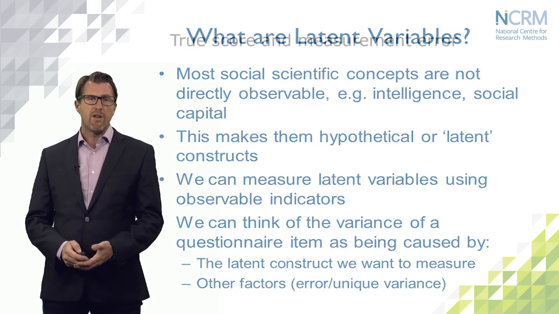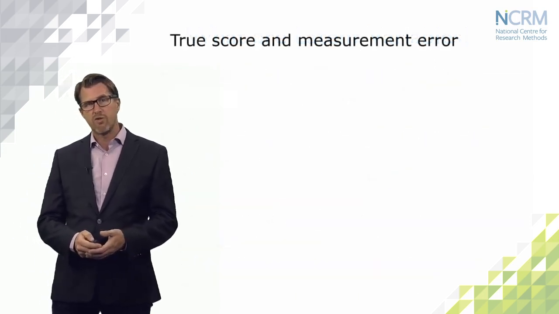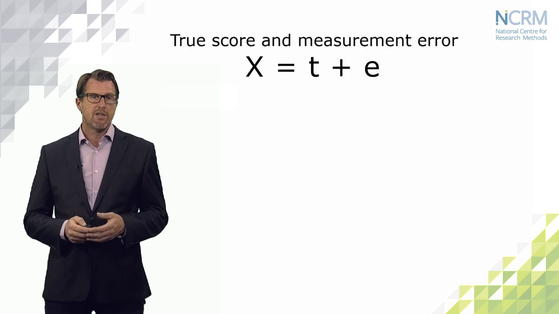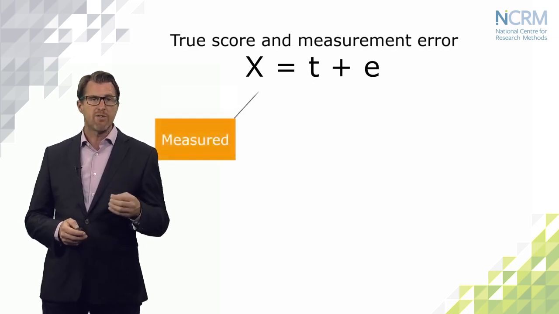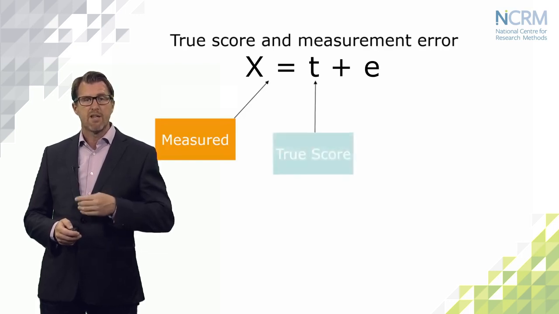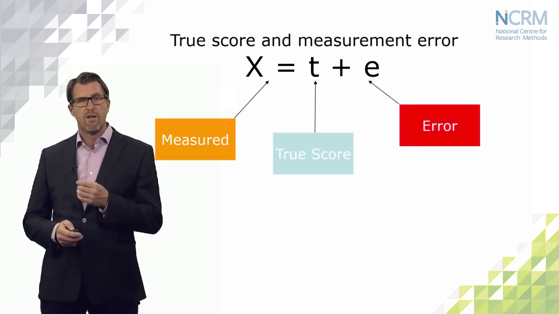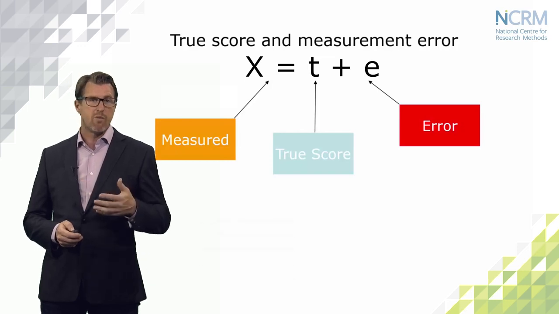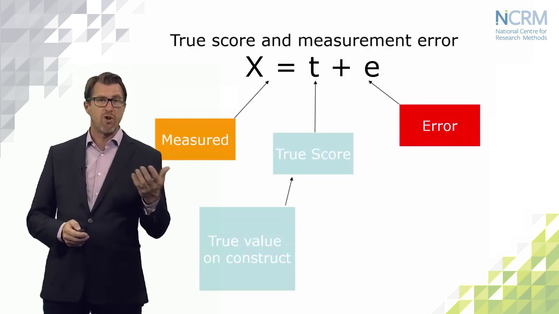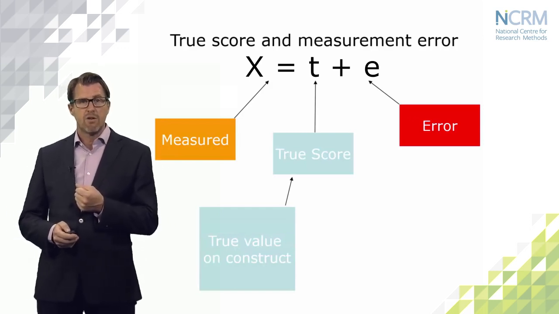So we can summarise these ideas quite simply in this formula, the true score equation, where x equals t plus e. So here, the measured variable, the observed indicator, is x. And as I said, the variability in x is comprised of both true score and of error. So the true score is simply where the individual is on the true happiness dimension, their true underlying level of happiness. The error comprises two components.